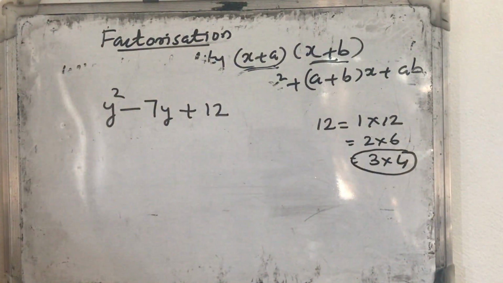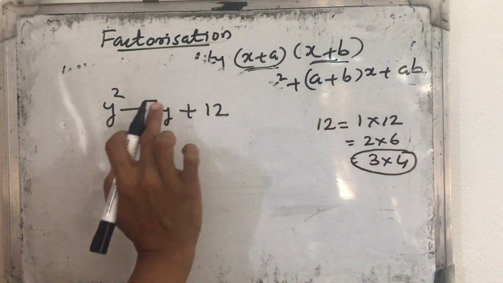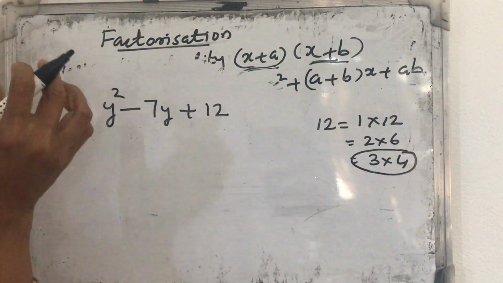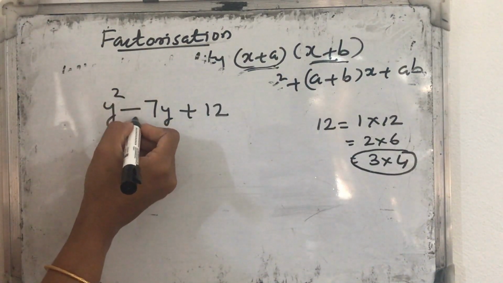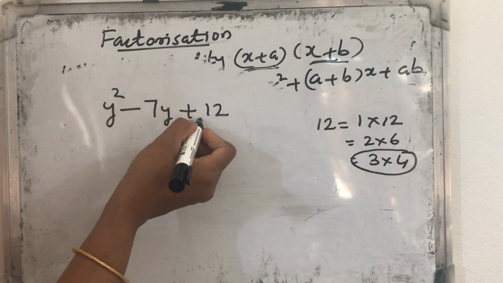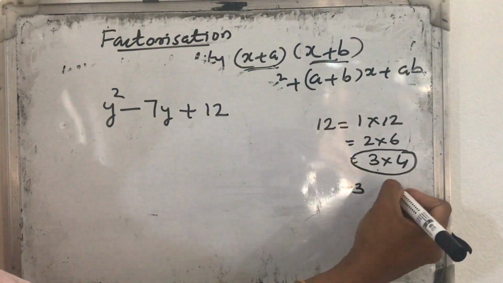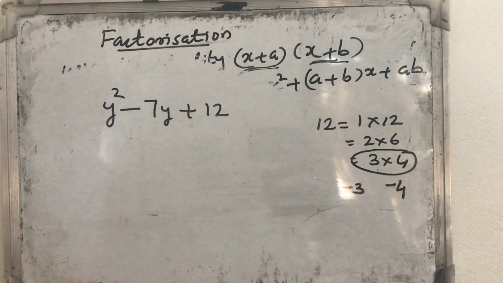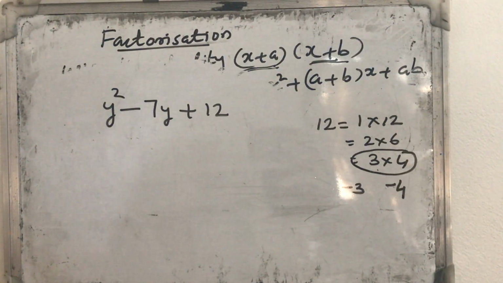So the numbers will be like this. That is sure, because for the sum we get 3 plus 4 is 7 and 3 into 4 is 12. So how can we select the sign? The sum we want to get is minus 7 and the product should be plus. So when we take one number as minus 3 and the second number as minus 4, think about the product. Minus 3 into minus 4 is plus 12.